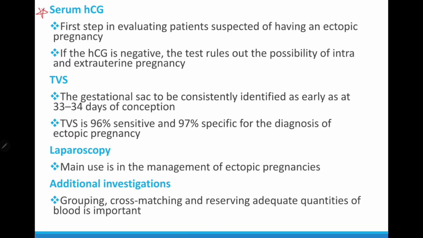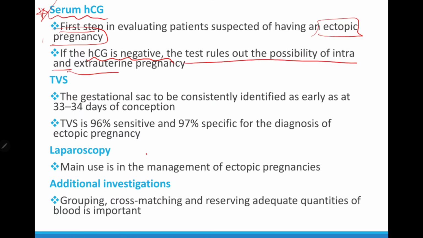Next is serum HCG, the first step in evaluating patients suspected of having an ectopic pregnancy. If you are suspecting an ectopic pregnancy, the first step is your serum HCG level. If the HCG is negative, the test rules out the possibility of any intrauterine or extrauterine pregnancy. Basically, HCG negative rules out pregnancy itself. Whether it is intra or extra we cannot find, but you can obviously rule out pregnancy by a negative serum HCG.